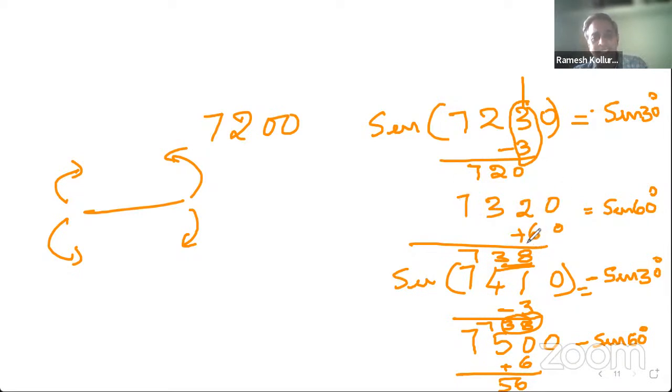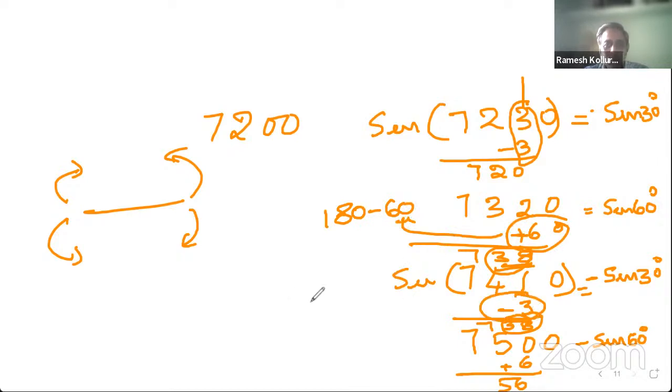Taking the complement as 6, adding this 38, and checking whether 38 is divisible or not. Then I decide whether it is the second quadrant or the first quadrant. If it is plus, I have to subtract, so it is 180 minus 60. This plus means minus 60; this minus means plus, so 180 plus 30. This is very, very important for us, right?